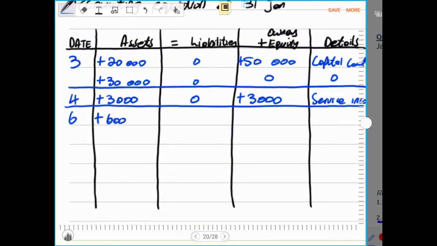Therefore, now our assets must increase by the value of the equipment that we acquired on credit. And at the same time, liabilities will increase by 6,000 because we did not pay for this equipment. Therefore, now it will be 6,000 increasing the liabilities of this medical practitioner. Then now we write nothing under owner's equity or under details whenever there is nothing that affects the owner's equity.